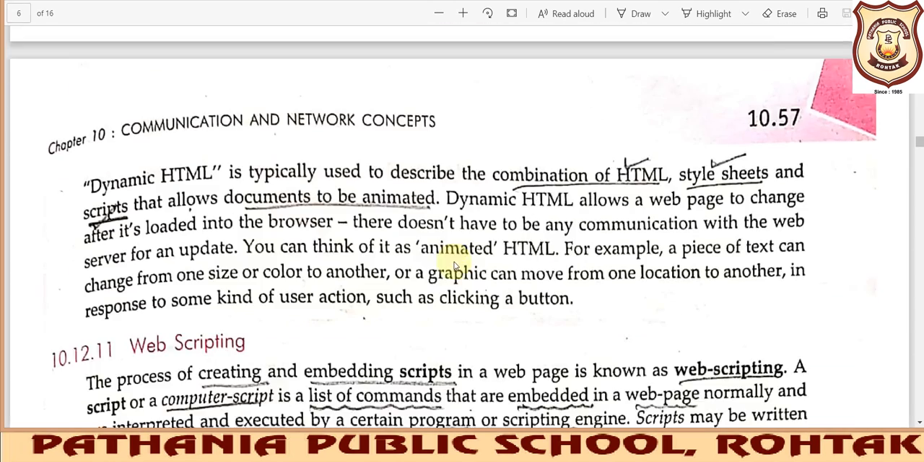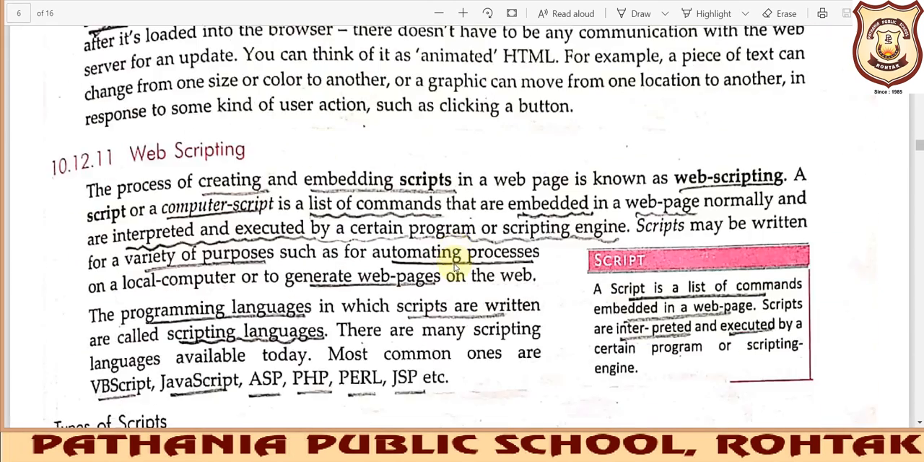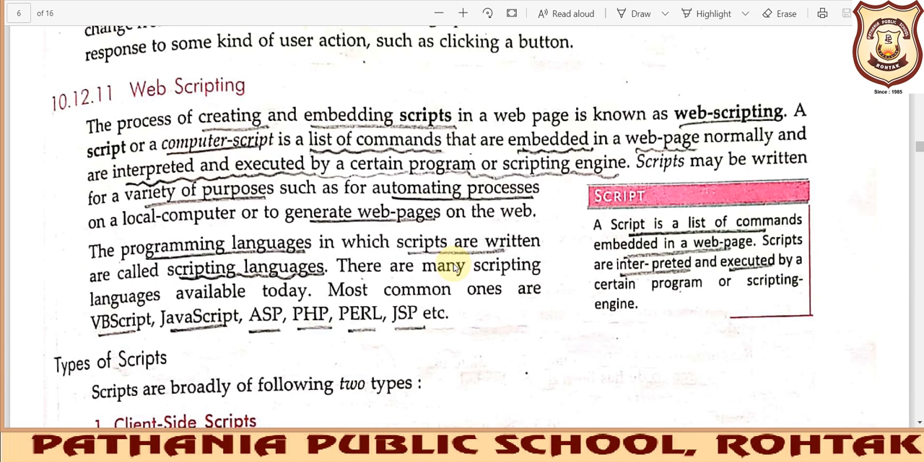Okay, next comes web scripting. So what is a script? A script is actually a list of commands that are embedded in the web page. Scripts are interpreted and executed by a certain program or a scripting engine. These scripts are very important because they are the commands that we embed into the web page. The programming languages we use for writing scripts include VB script, JavaScript, ASP, PHP, Perl, and JSP. So there are different scripting languages.